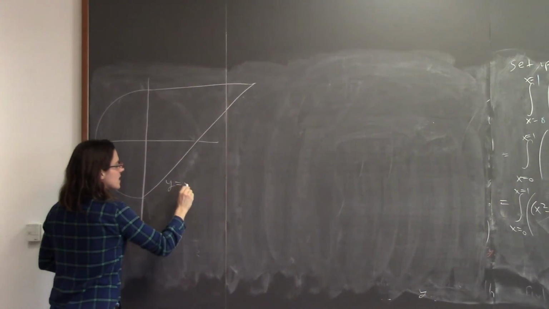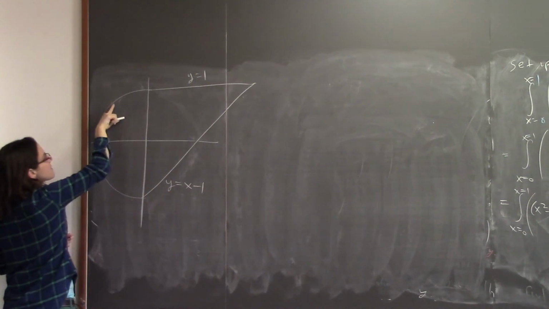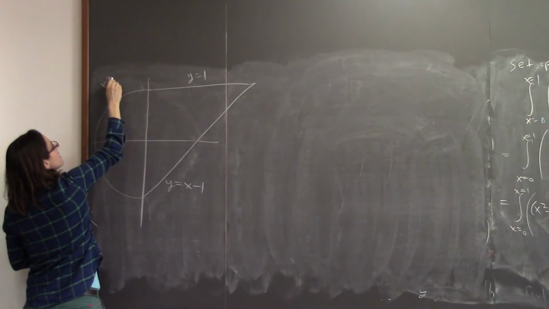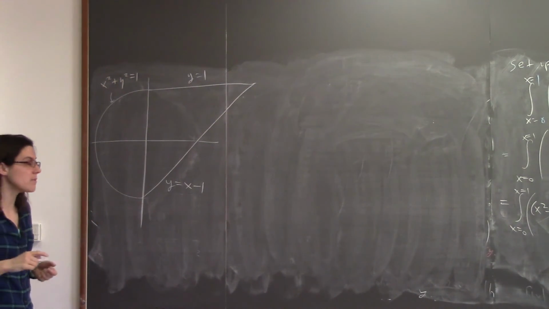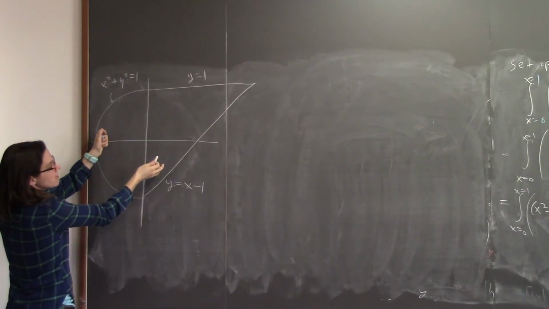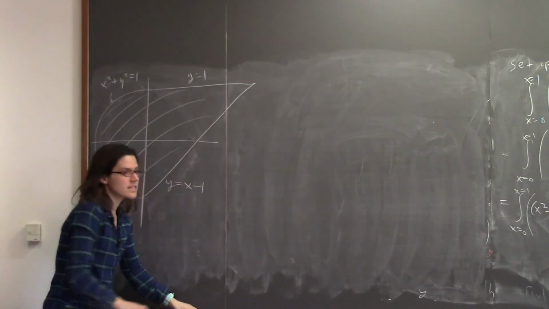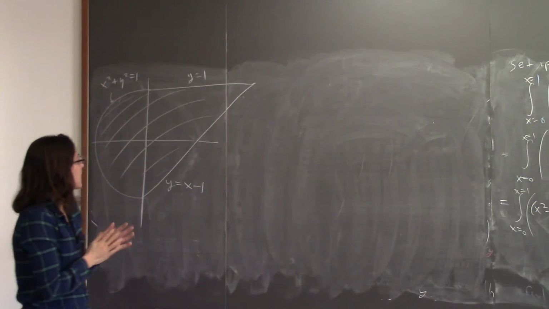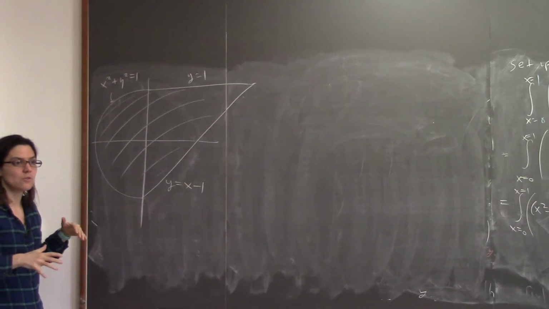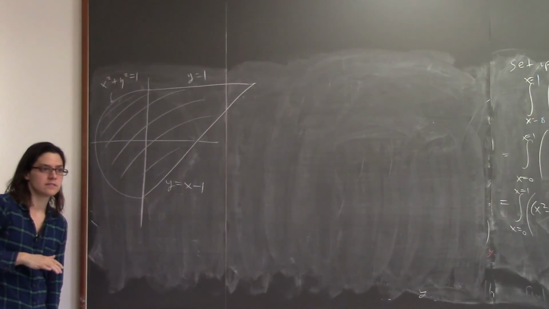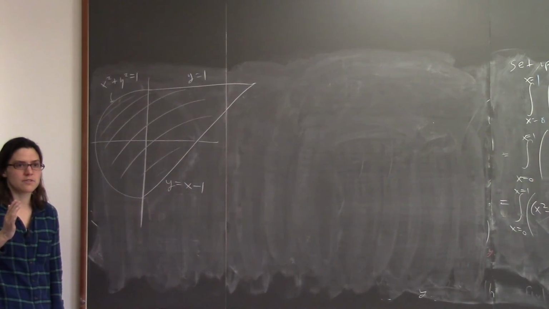So here's y equals x minus 1. Here's y equals 1. And here's the unit circle, x squared plus y squared equals 1. Suppose we want to integrate some function over this region. Well, you want to make your life easy, so you want to pick a direction where you can just set up one kind of integral. So which one can you set up with just one, horizontal slices or vertical slices?